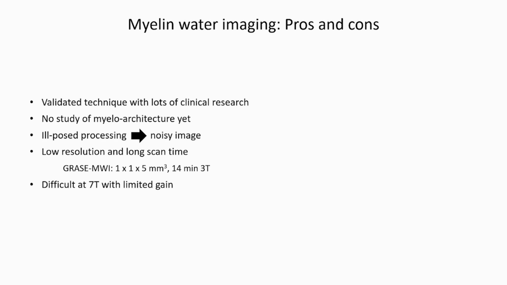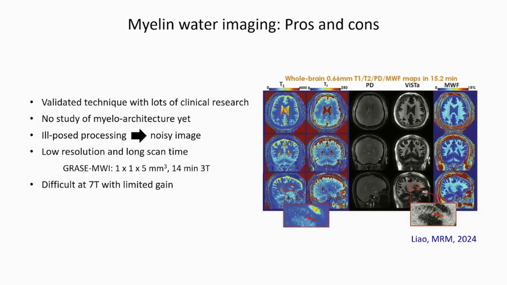Having said that, MR physicists have been very diligent in developing new technology, and a recent paper in 2024 from Stanford shows that you can acquire this myelin water fraction map at a resolution of 0.66 millimeter in 15 minutes of scan time. So maybe next year you will see a myeloarchitecture map from myelin water imaging. We'll see.